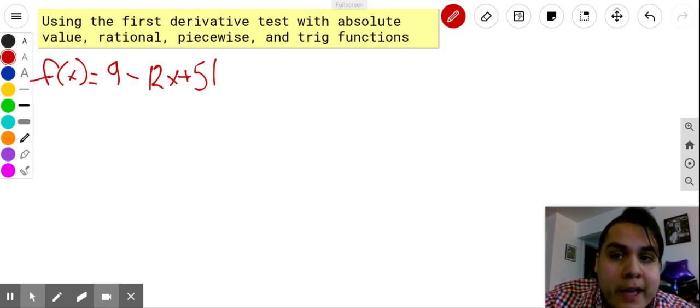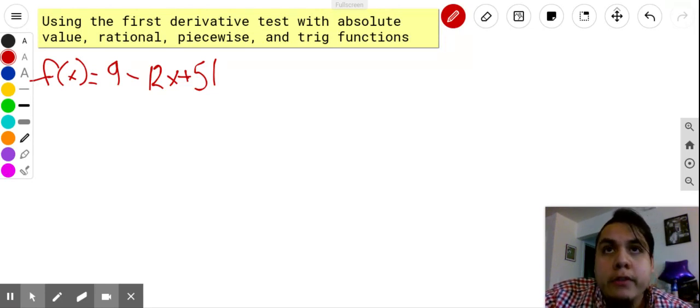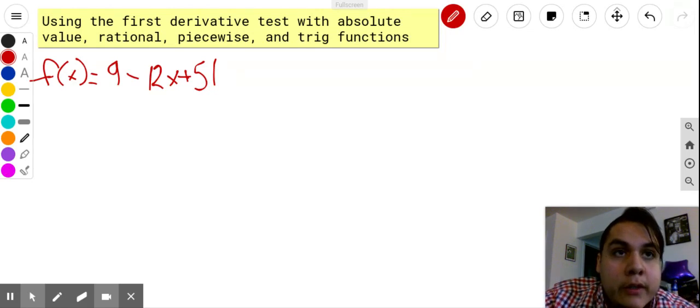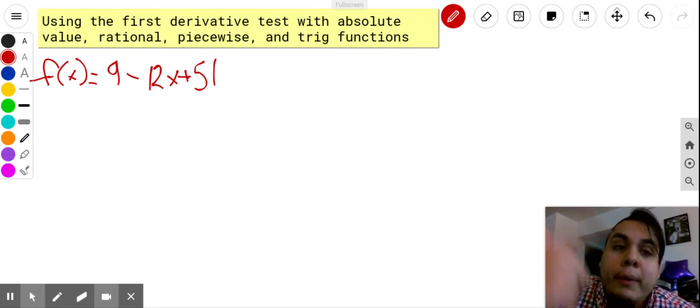So if you imagine what 9 minus the absolute value of 2x plus 5 looks like, well, I know it's an absolute value graph. So absolute value graphs are continuous for all real numbers. So that means that I can go ahead and find the critical numbers. So the critical number is going to come from getting the derivative and finding where the derivative is 0 or where the derivative would not exist.